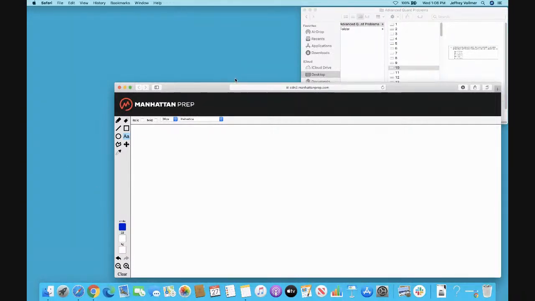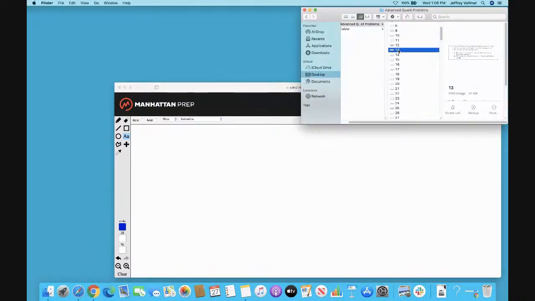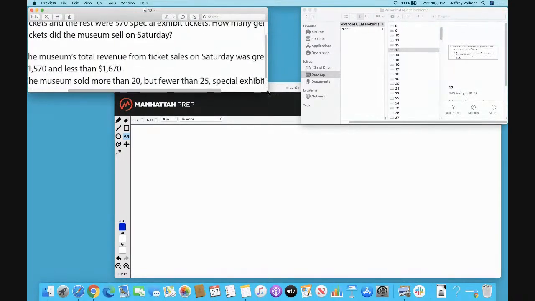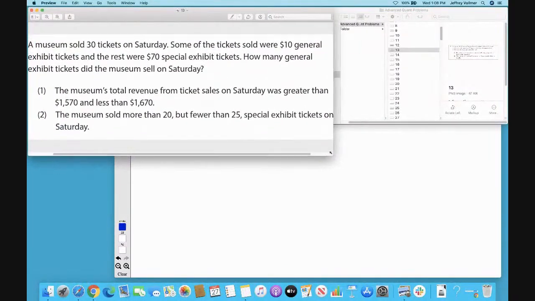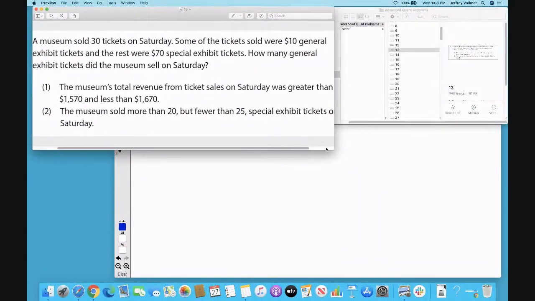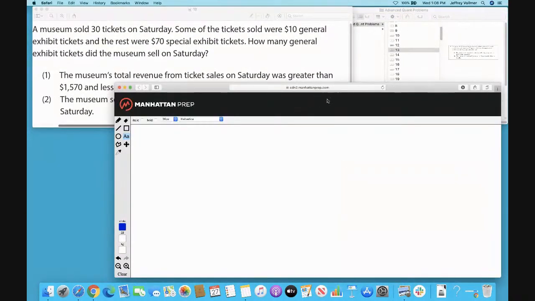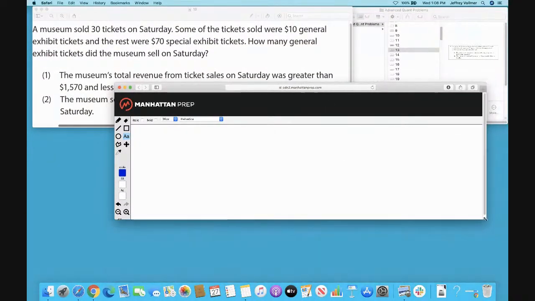Cool. Let's go take a look at problem 13. Problem 13 is first. Let me go ahead and get the timer going and resize this window a little bit. All right. Hopefully you all can read that. Let's get started.